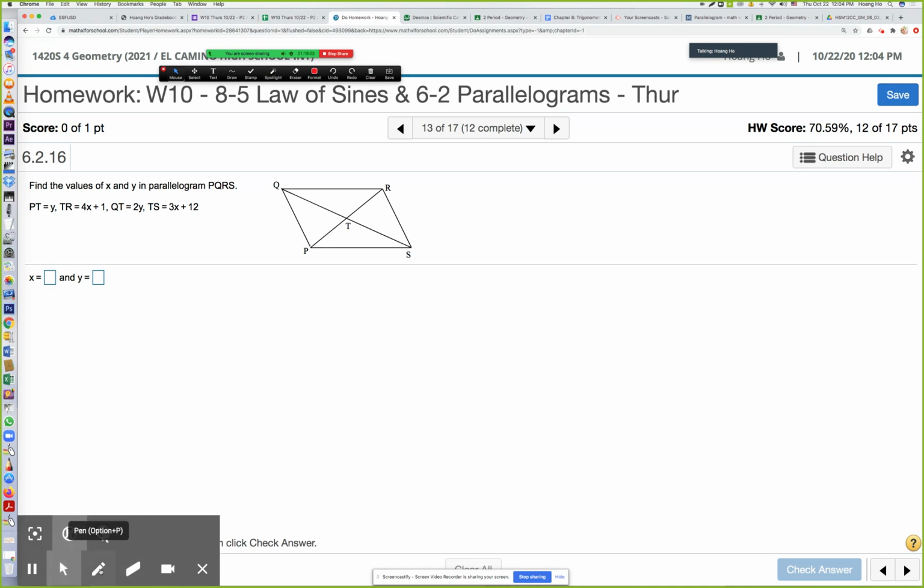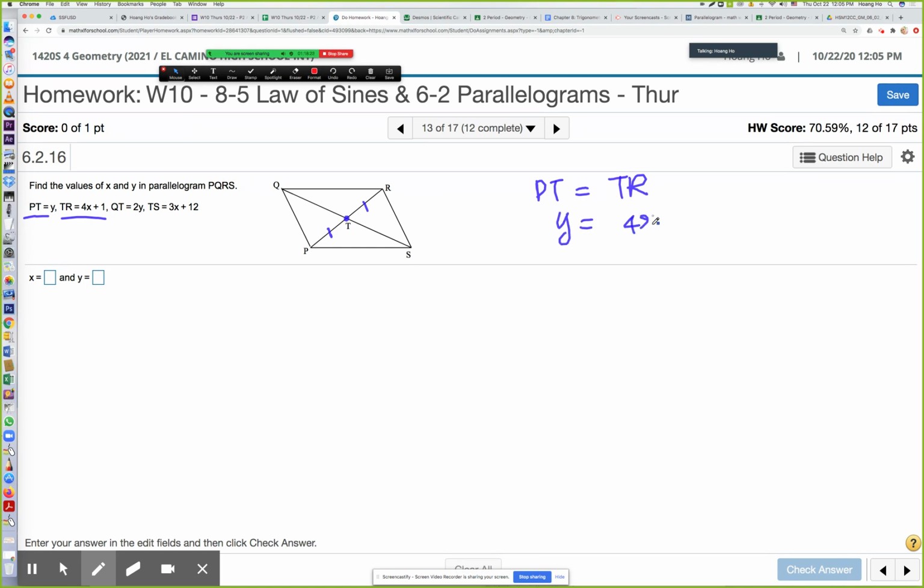This is the parallelogram again. And they give you PT right here. So you know two diagonals bisect each other. So PT has to be equal to TR. So set it up: PT has to be equal to TR. So I got y equal 4x plus 1. So I got one equation so far. And then QT has to be equal to TS. So I got 2y equal 3x plus 12.